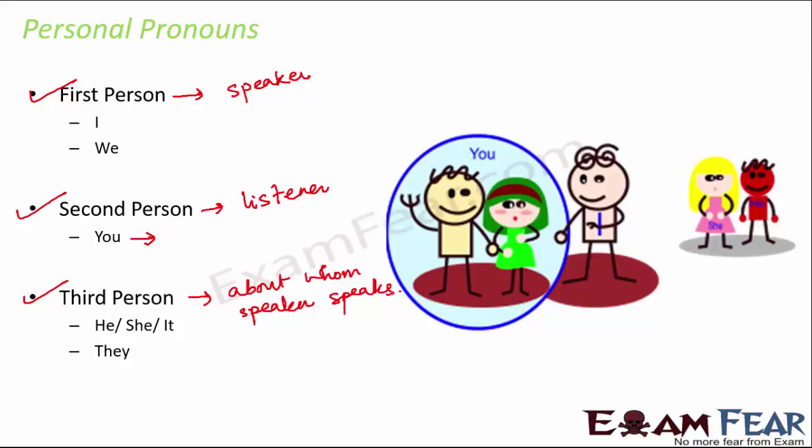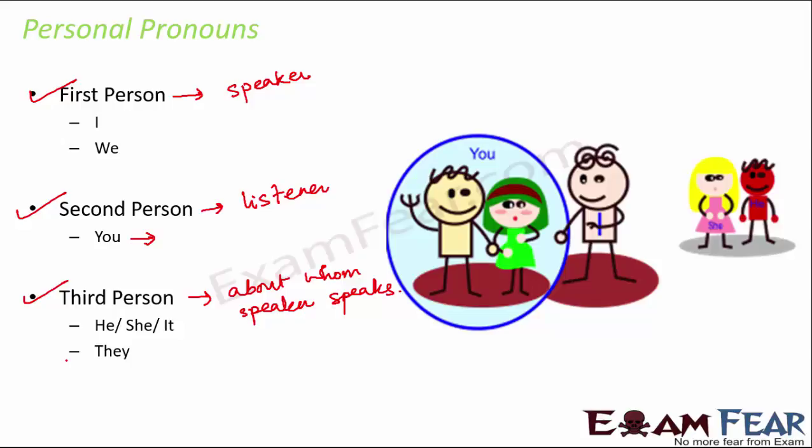Now in third person, we may have he, she, it. So he would refer to a masculine gender noun, she for the feminine gender, it for the common gender or neuter gender, and they is the plural form for he, she, or it. Right? So these are the three categories of personal pronouns. So basically in personal pronouns, we are only talking about the pronouns which are used for persons, which are used for people.